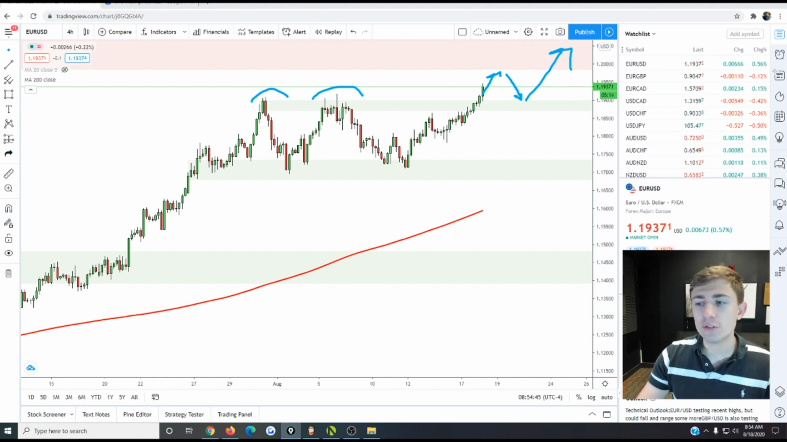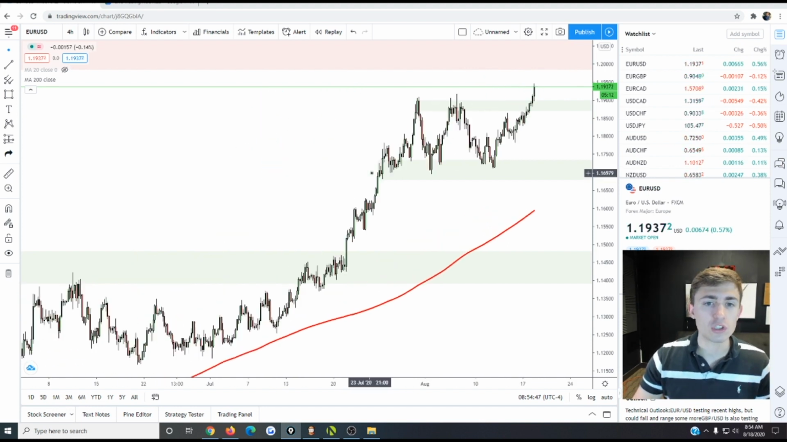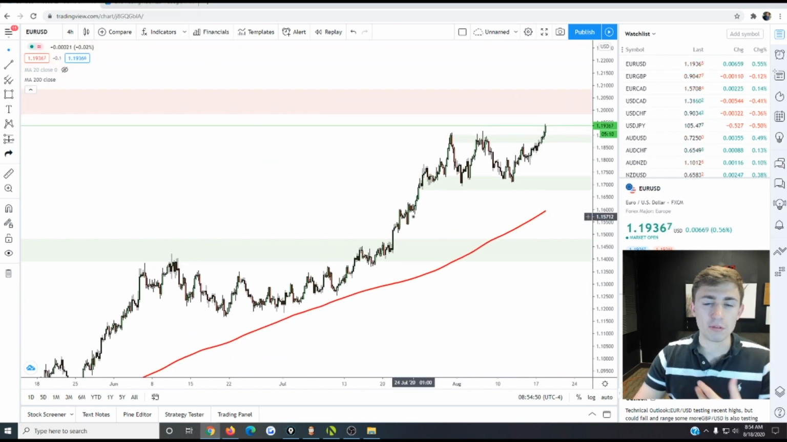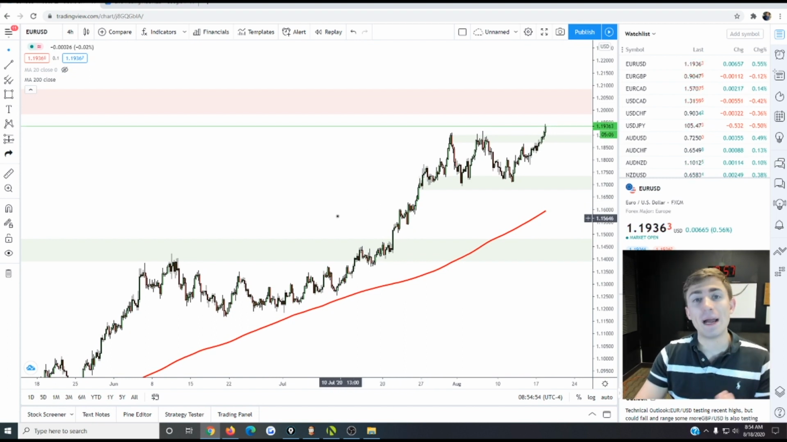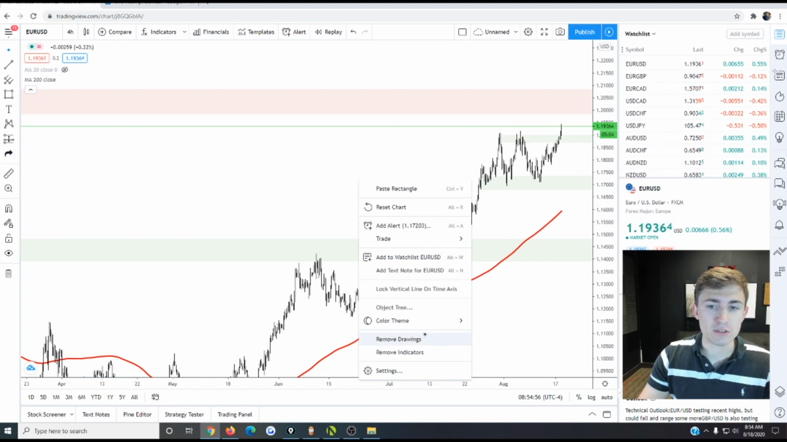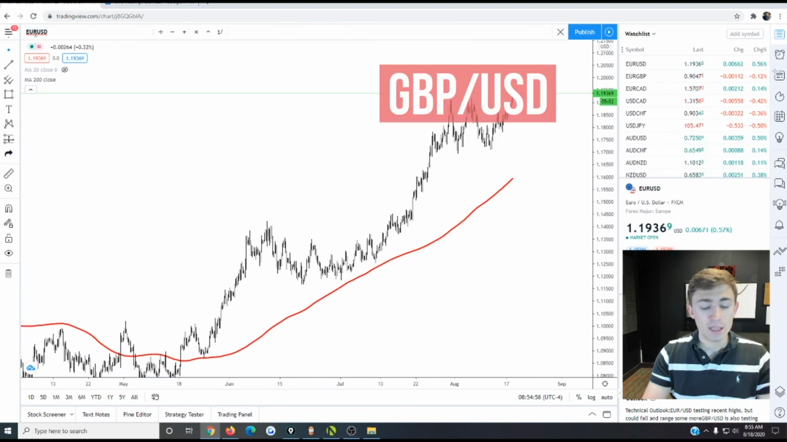But again, still not interested personally in being super bullish on the euro just yet. I'd rather wait for things to get a little bit sold off and a little bit more pulled back. That's my personal interest when coming into a trend like this, right?